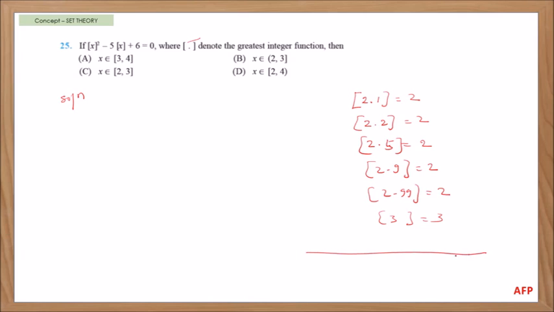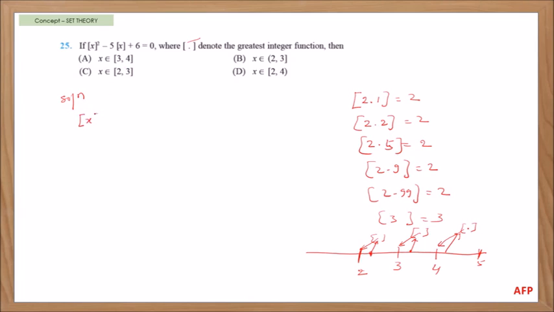On a number line, 2 here, 3 here, 4 here. If you take any number between 2 and 3, the greatest integer of that number will be equal to 2. If you take any number between 3 and 4, the greatest integer will be 3, the nearest integer towards the left-hand side. Any number after 4 gives 4. Using that concept you can solve this problem.